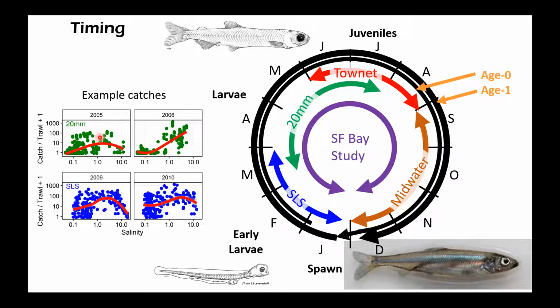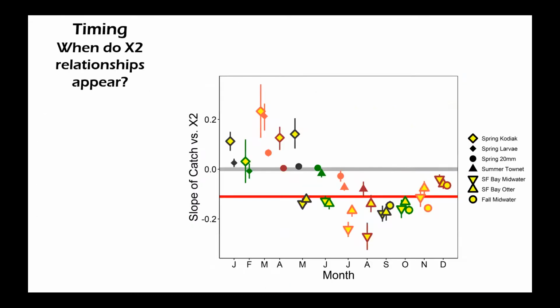So this is the 20mm survey in a dry year and a wet year, and they miss the higher salinities, plotted as catch against salinity. And the same with the smelt larva survey. Under the higher flows, they miss the higher salinities because of the way they sample. So that makes a big difference that'll show up here and later.